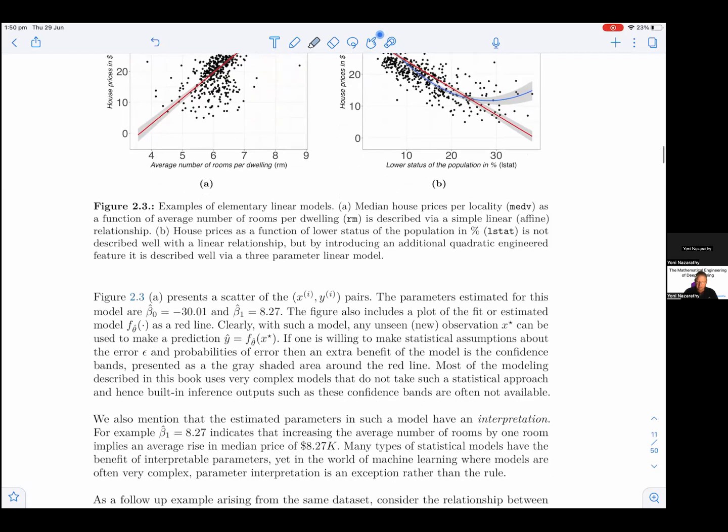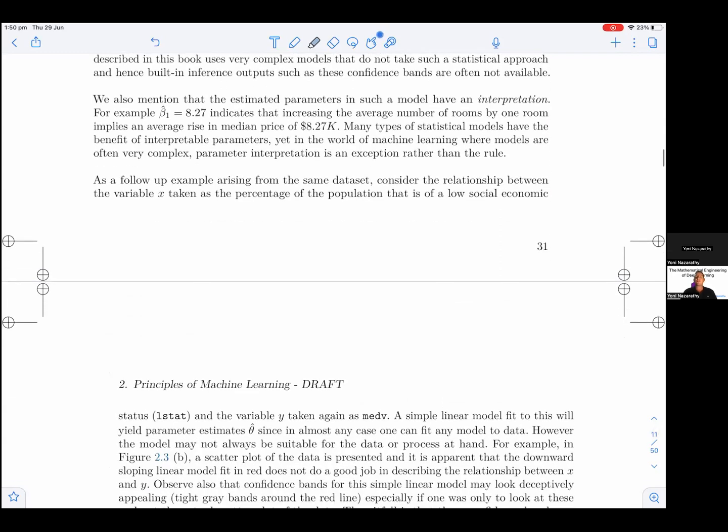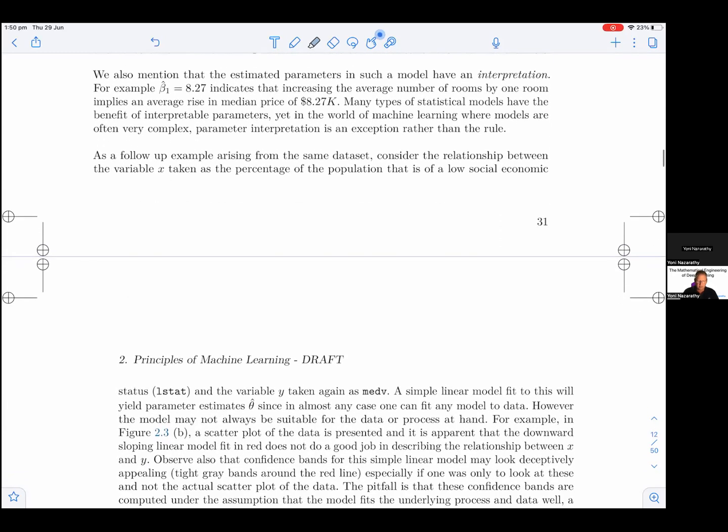We also mentioned that the estimated parameters in such a model have an interpretation. For example, beta 1 hat equals about 8.3 indicates that increasing the average number of rooms by one room implies an average rise in the median price of about $8.3 thousand. Many types of statistical models have the benefit of interpretable parameters. Yet in the world of machine learning, where models are often very complex, parameter interpretation is an exception rather than the rule.